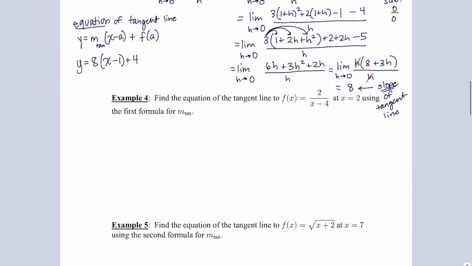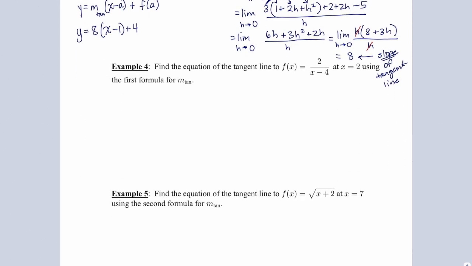Okay, then find the equation of the tangent line to a new function, 2 over x minus 4, at x equals 2 using the first formula for the slope of the tangent line. So back to formula 1. So first we want the slope of the tangent line, which is going to be the limit as x goes to a. So again, in this case, this is our a value, the fixed x. So the limit as x goes to 2 for f of x minus f of a, so f of 2, over x minus a, so x minus 2.